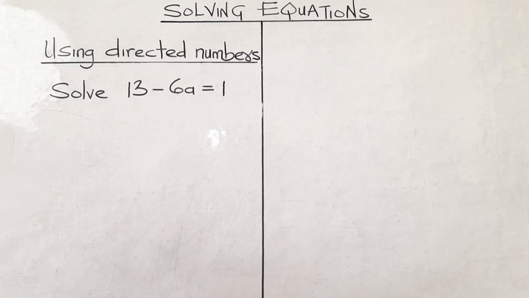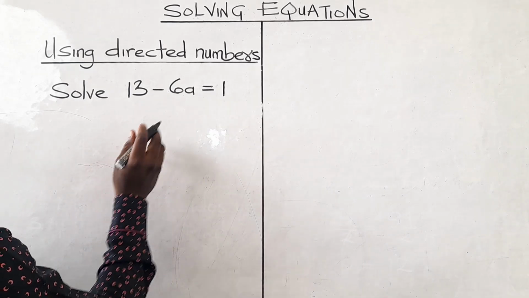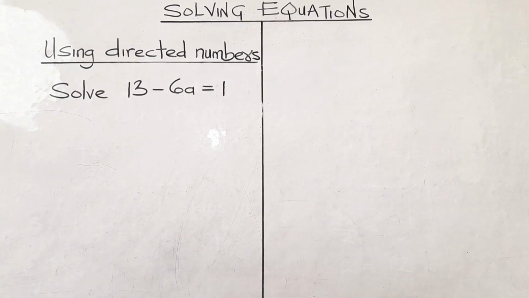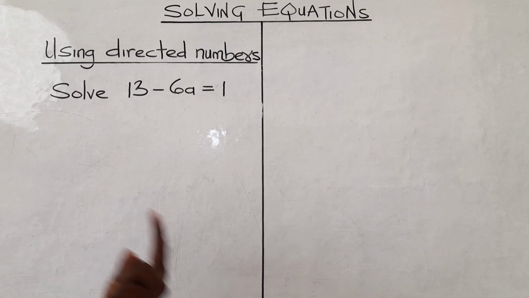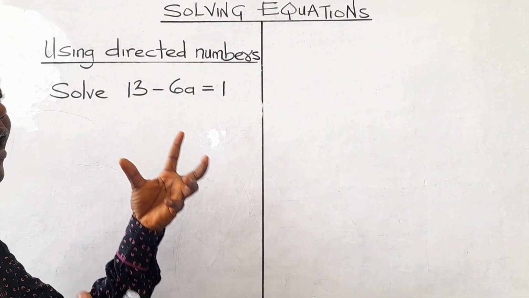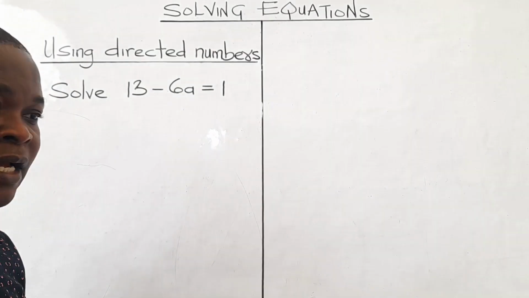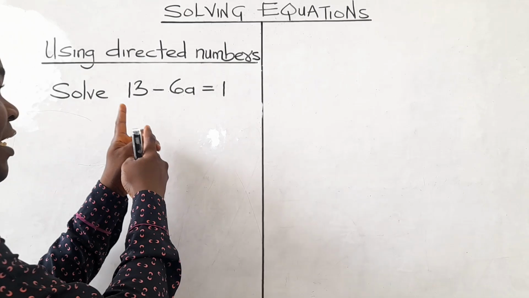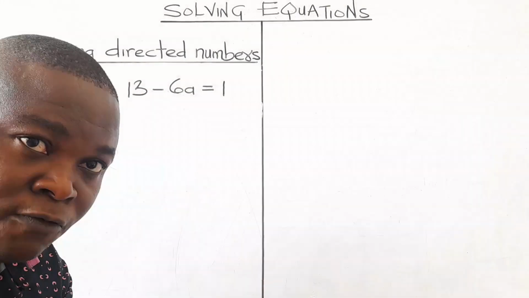Now, you have 13 minus 6a equal to 1. The unknown is a. So I multiply an unknown by 6 and subtract the result from 13. Why I am saying this is so that you will know that this can be given in word form as a word problem. So you express it as an equation, then solve.